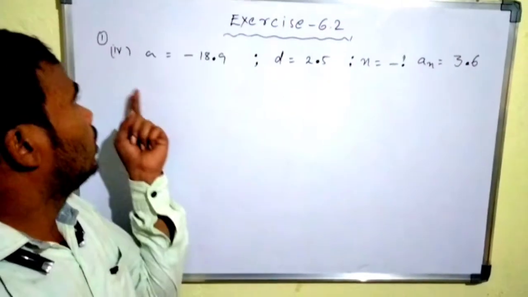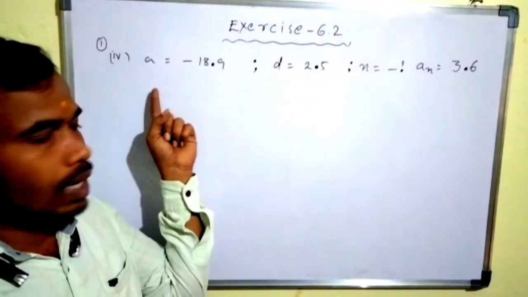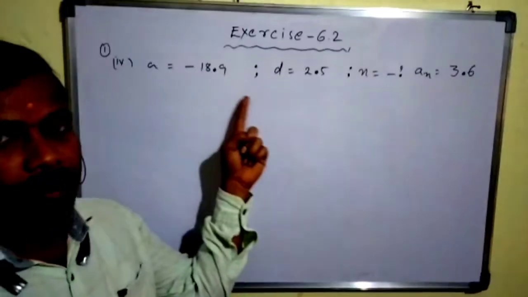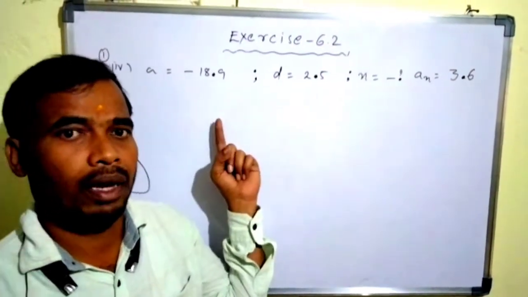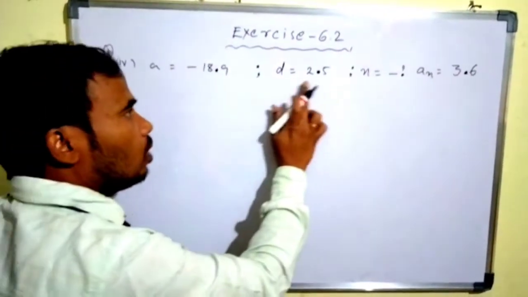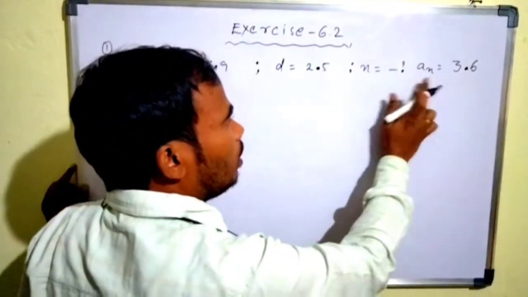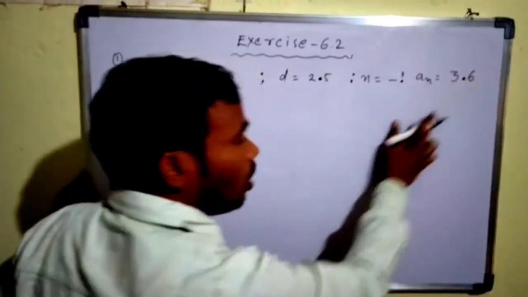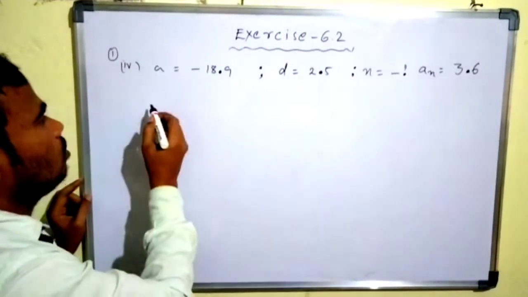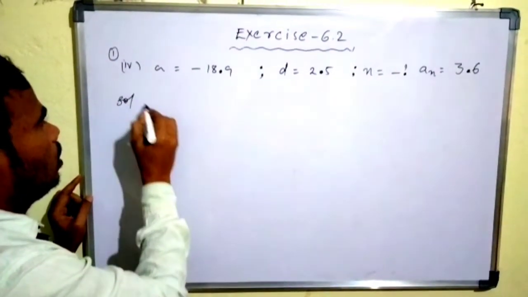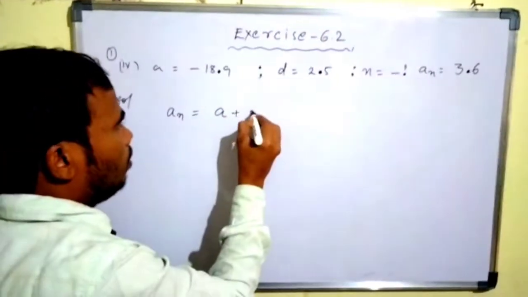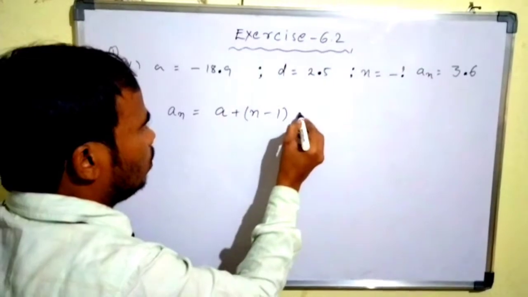Now in the first bit, I will explain the fourth question. The second and third questions you can solve yourself. In the fourth question a decimal value is given, so that's why I am explaining. Listen: a is equal to minus 18.9, d is equal to 2.5, n is not given, and a n is equal to 3.6. Same formula you can use. The n value is not given, the remaining values are given. Now substitute. What is the formula? a n is equal to a plus n minus 1 of d.